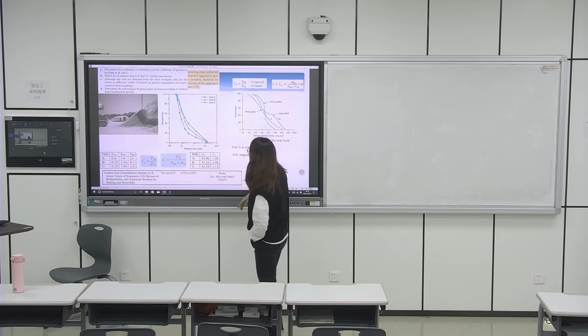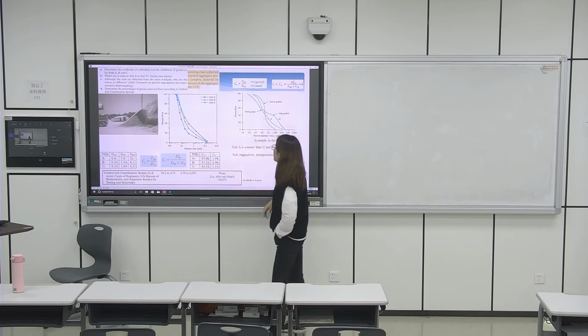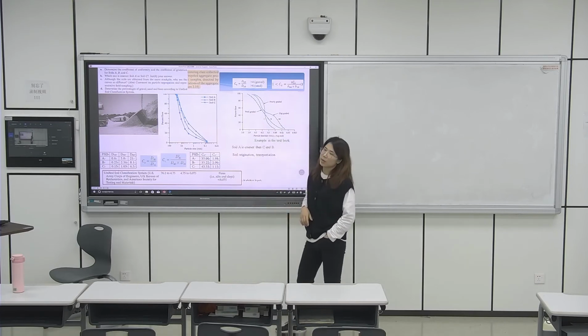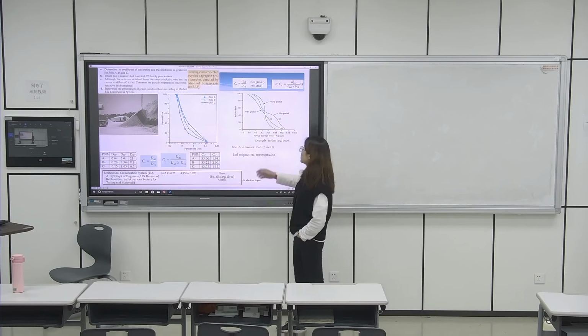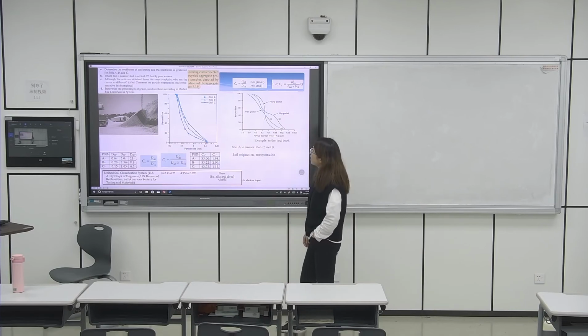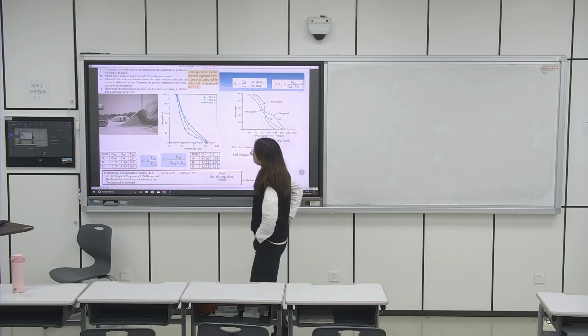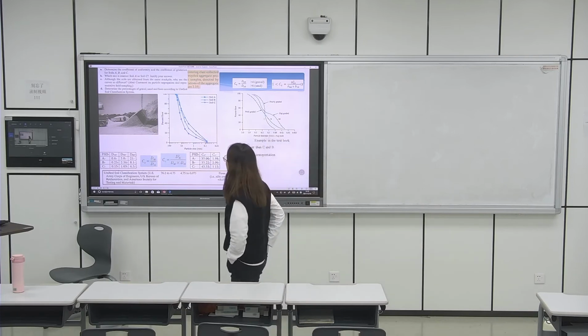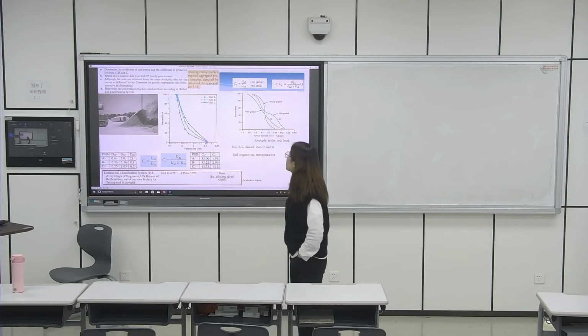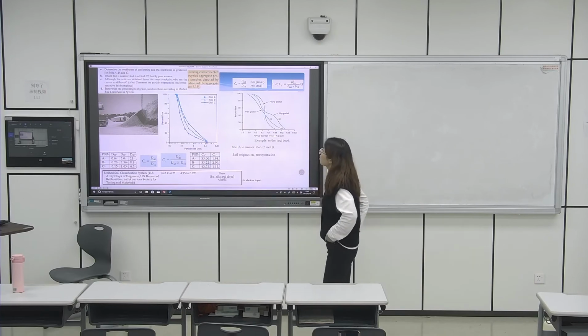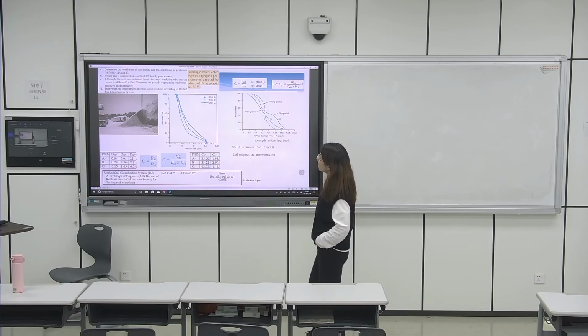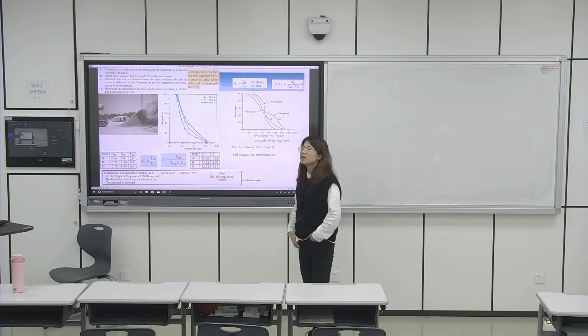Then apparently, if big particles mean coarser, then soil A is coarser than soil B. And let's see the third question. It is, although the soils are obtained from the same stockpile, why are the curves so different? We say that yes.